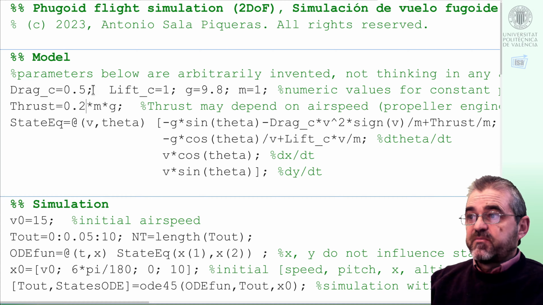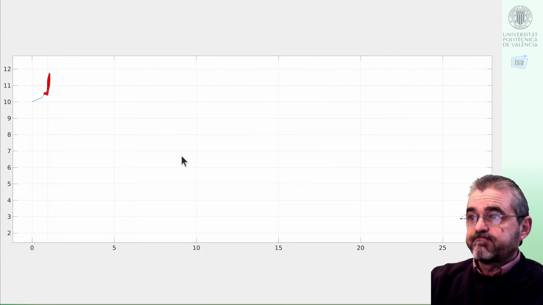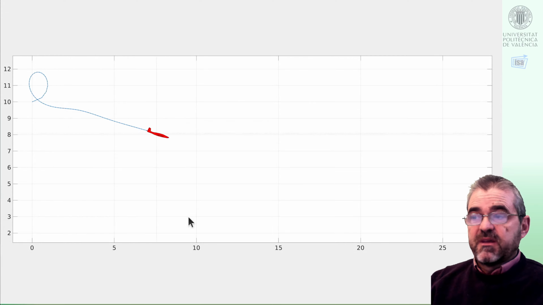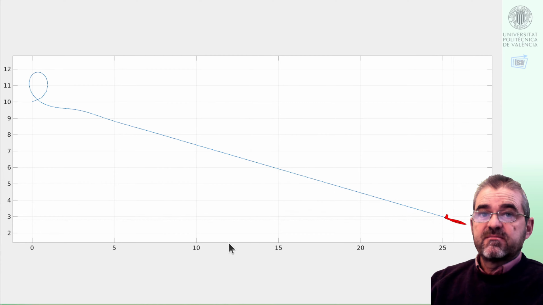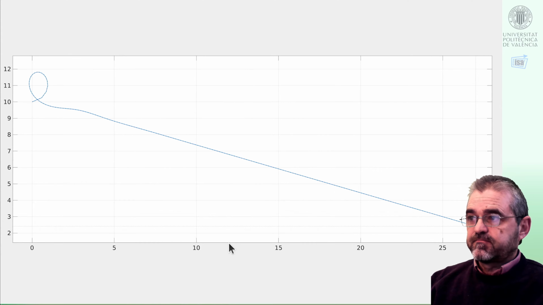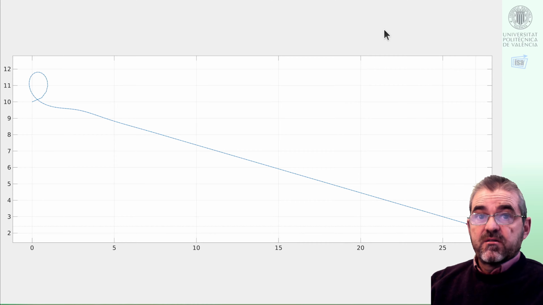Also, if drag is higher, then there is more energy loss, and usually the behavior is much more damped, so it's more stable. You can see here how oscillations disappear in a couple of seconds. But of course then the airplane is less efficient and we need more thrust to keep level flight. So it's kind of a trade-off, stability versus efficiency.